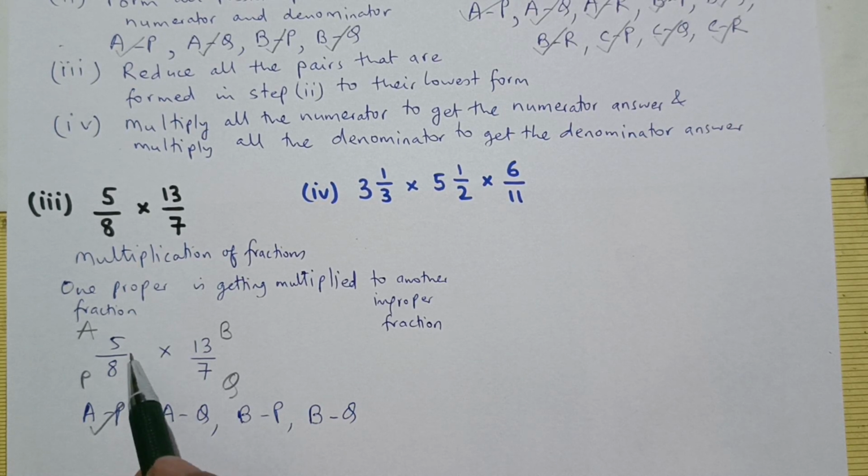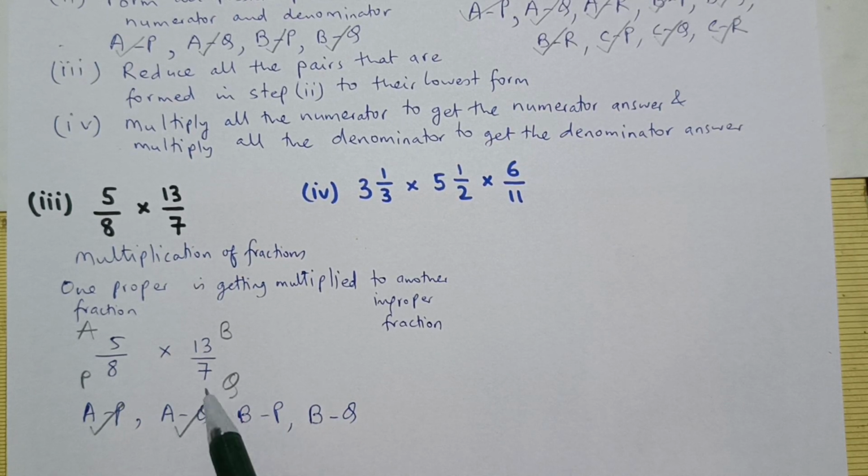Next pair is AQ. So 5 by 7. We cannot reduce 5 by 7 any further. This is already in its lowest form. So AQ is already in its lowest form.